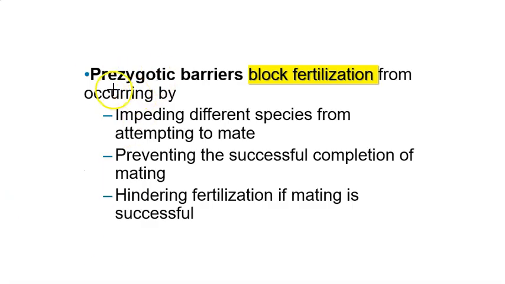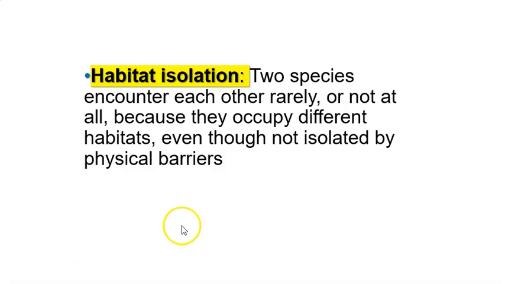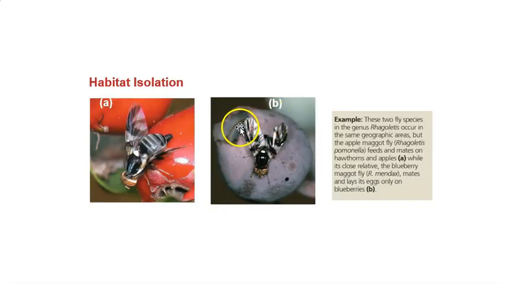And so there are pre-zygotic barriers. Remember, a zygote is a fertilized egg cell, okay? And so pre-zygotic barriers block fertilization, okay? And so there are different types of these. The first one is habitat. They don't really encounter each other. So, for example, these two fly species: one lives on apples and one lives on blueberries.